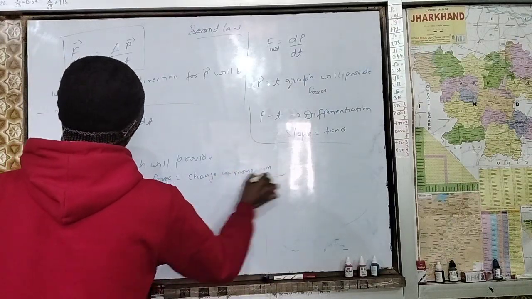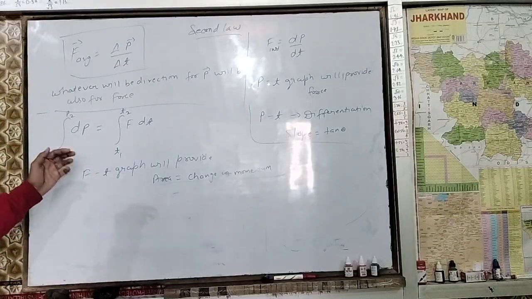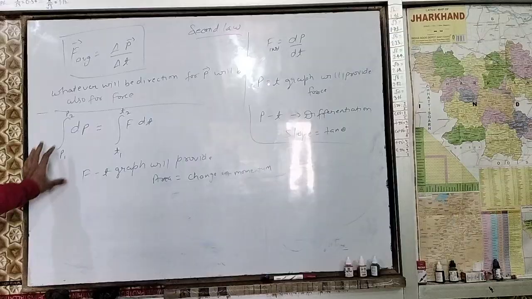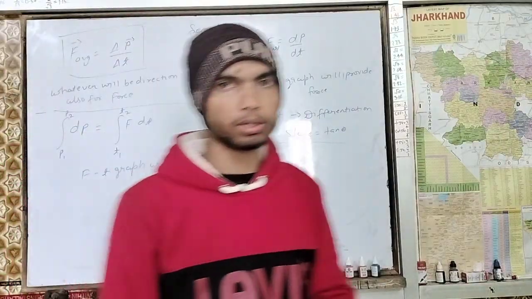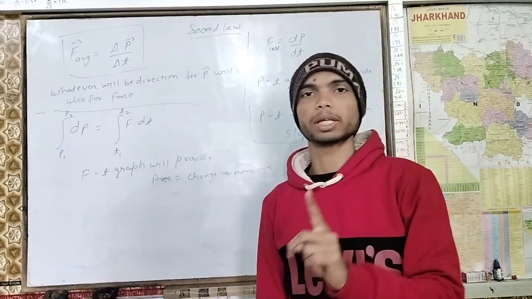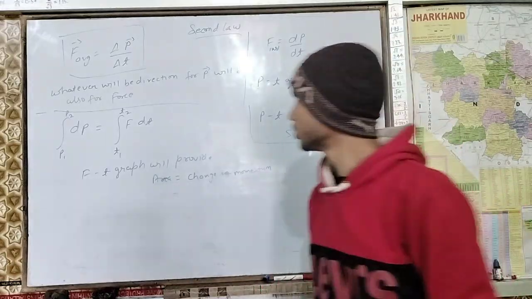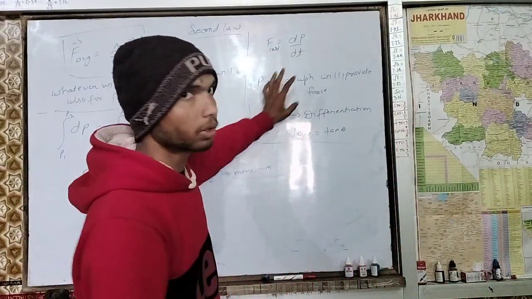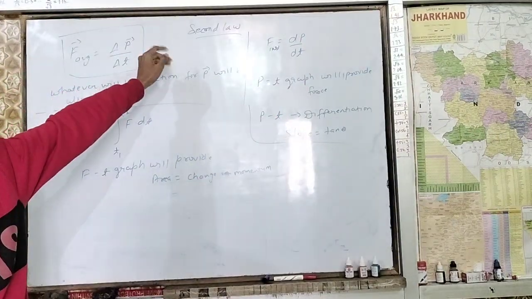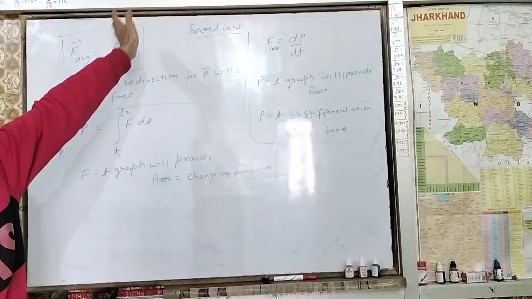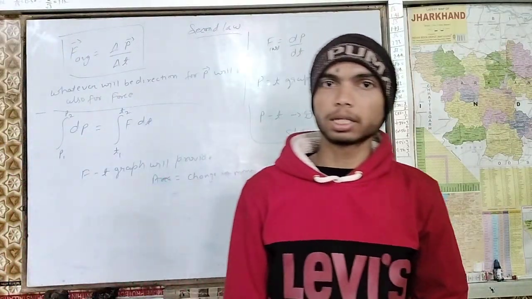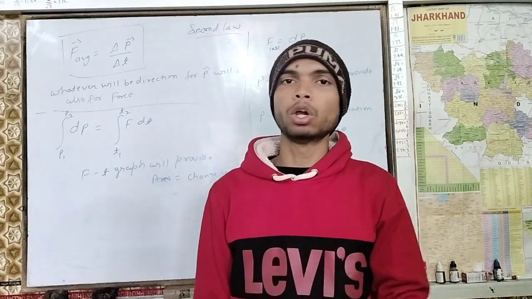Clear? When we differentiate momentum, we get a change in momentum. The formula is very easy: integration with limits, dp is equal to integration of F dt. Instantaneous force is equal to dp upon dt. Average force is equal to delta p upon delta t. For instantaneous force, it is dp upon dt.